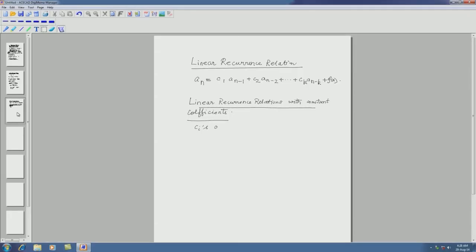Now, linear recurrence relations with constant coefficients are those linear recurrence relations for which the c i's are constants. So, in this case, c i's are constant for all i equal to 1, 2 and so on up to k.